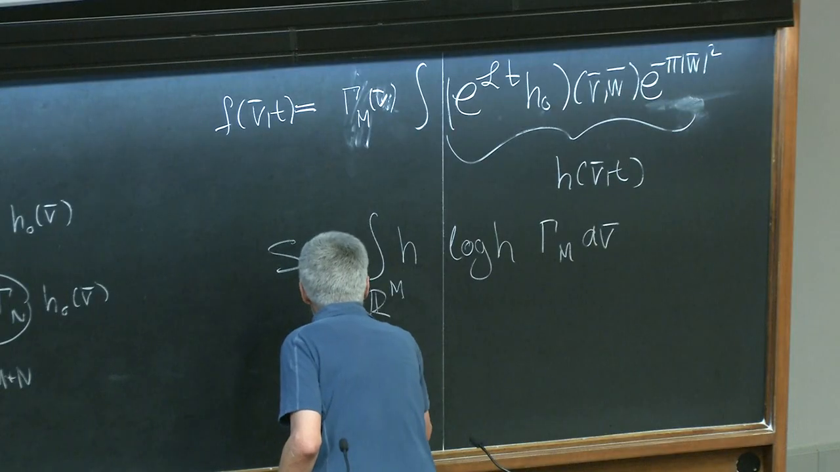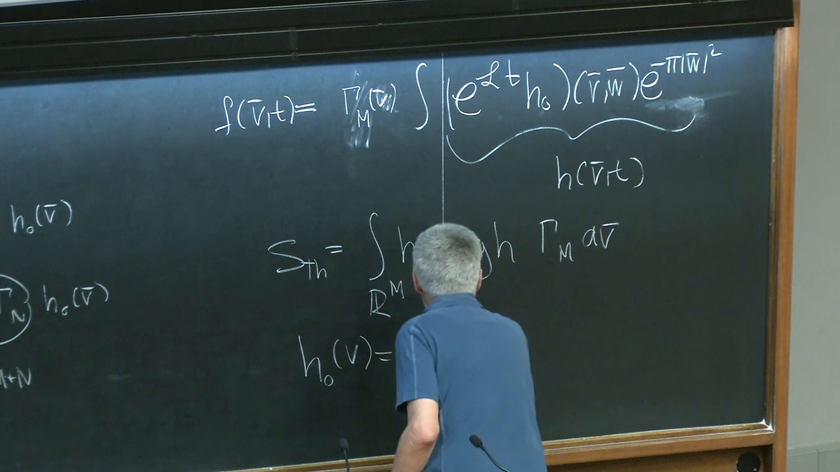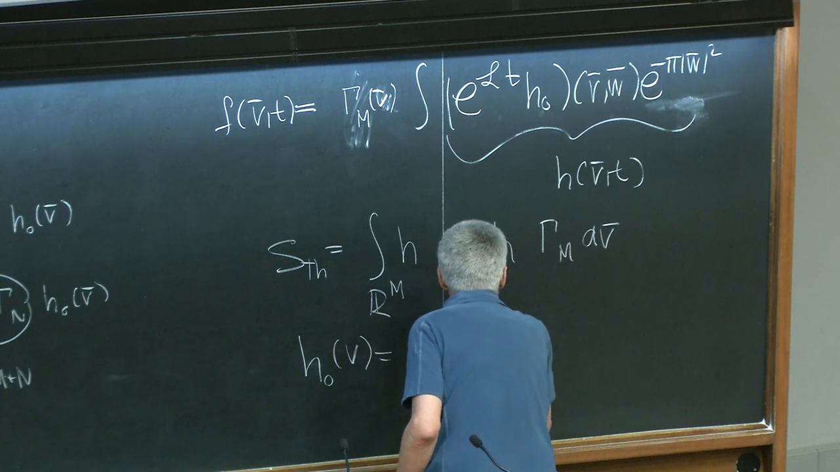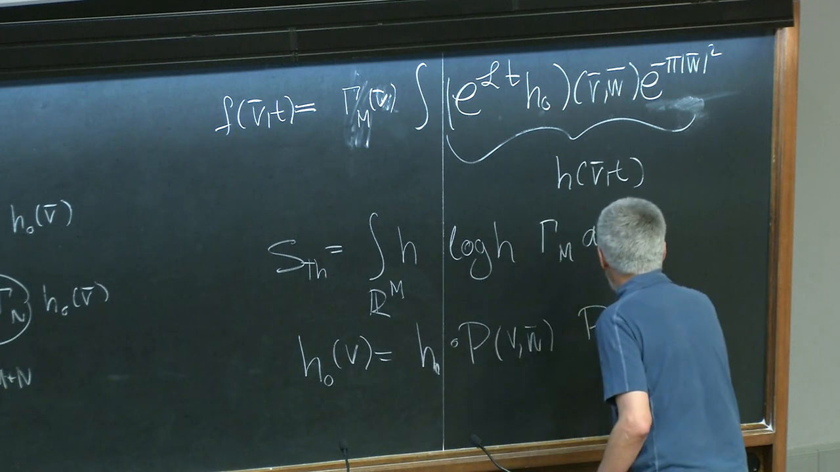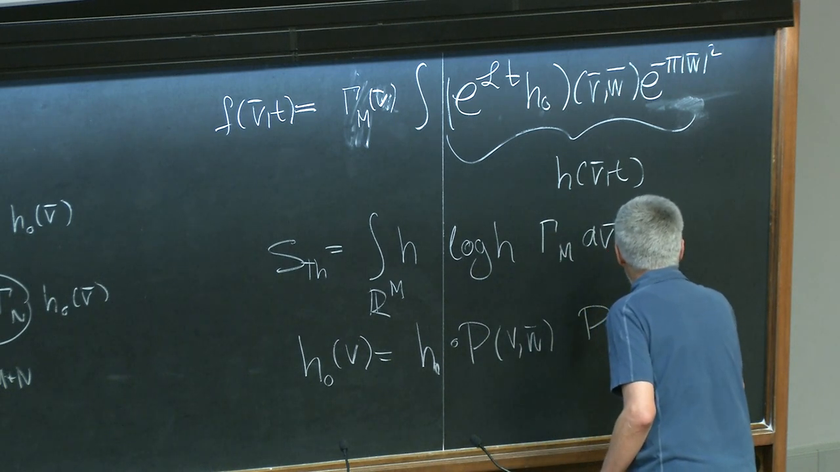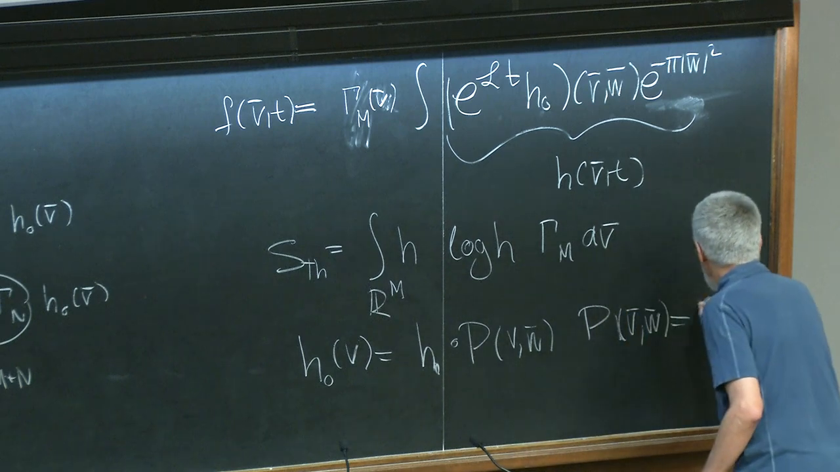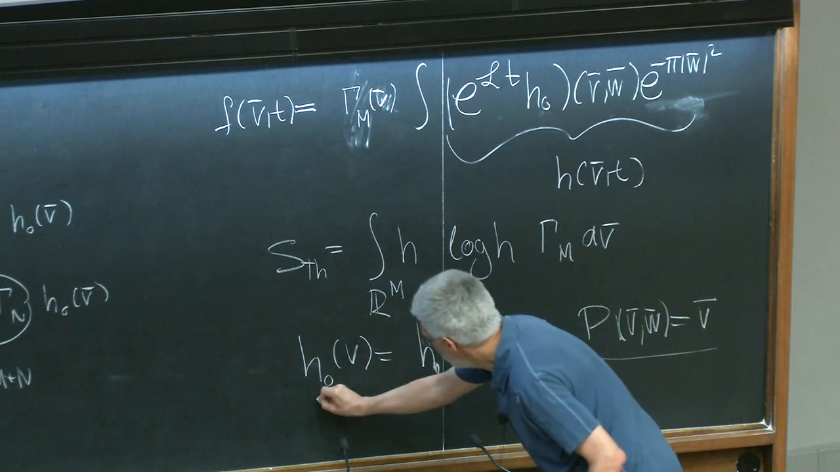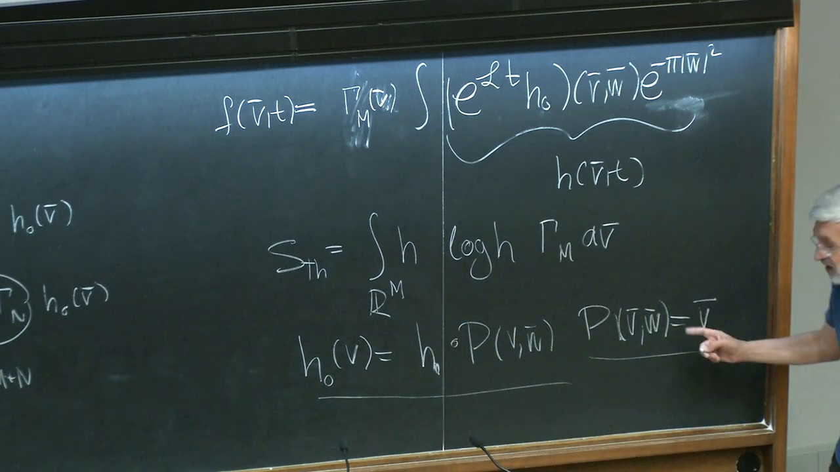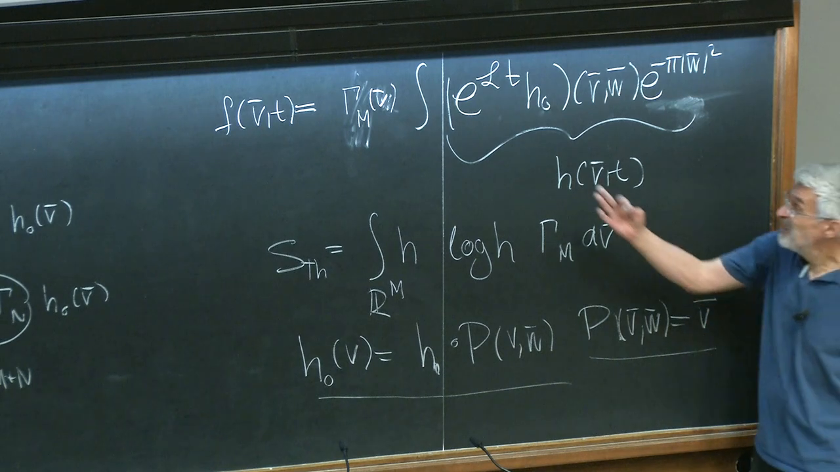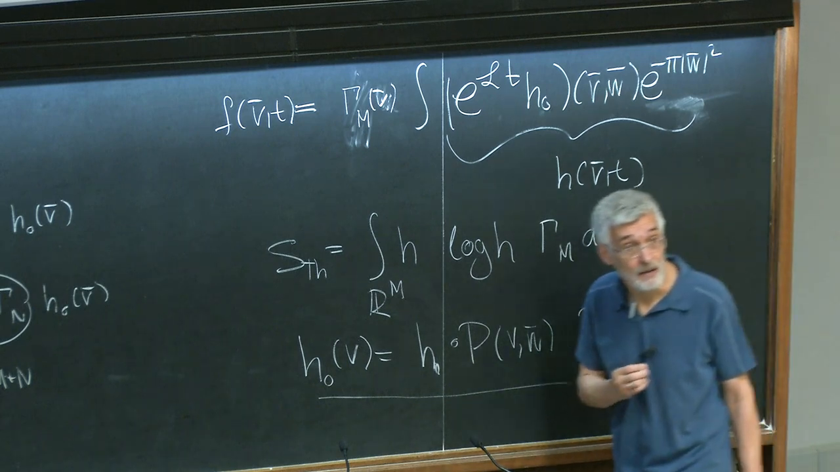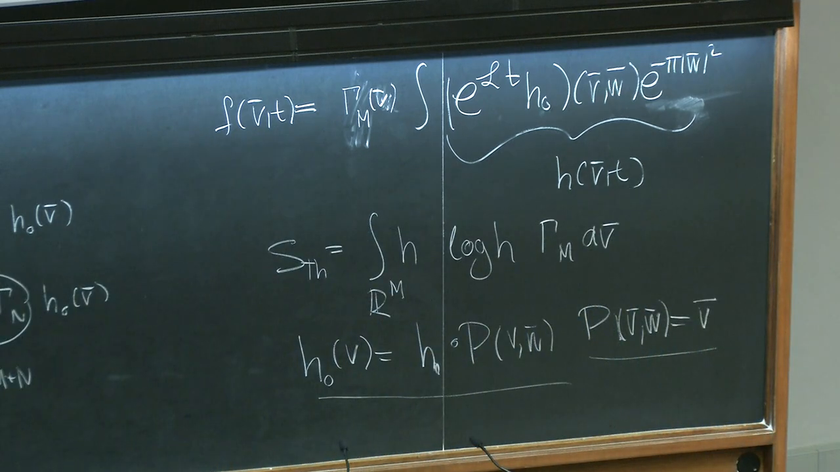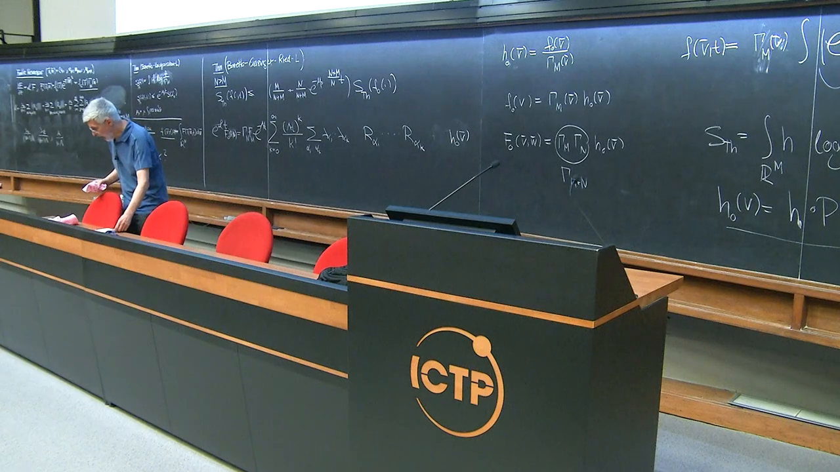H0 of v, I write this as H0 composed with P of v and w. And what is the P? The P is just a projection. I know it's a little bit silly, but I do this only to remind ourselves that these are really functions in the whole space, and this L really acts on everything, okay? We have to keep this in mind.